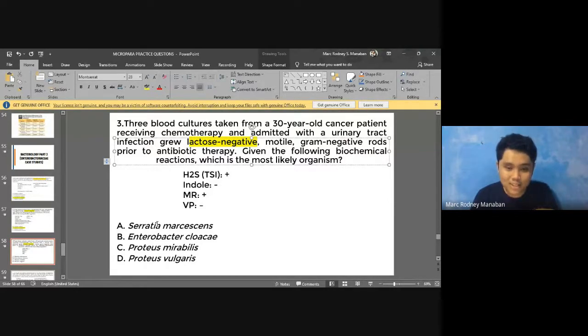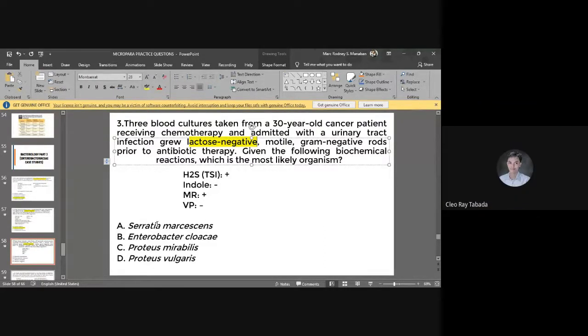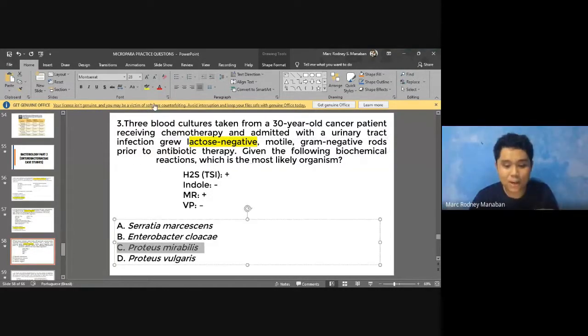The next result is indole negative. So between the two, kinsa ang indole negative? Si Proteus mirabilis. Very good. So that's your answer.